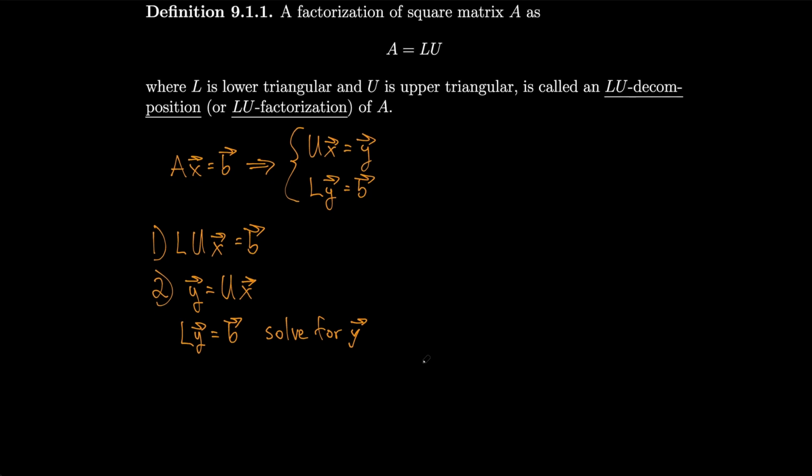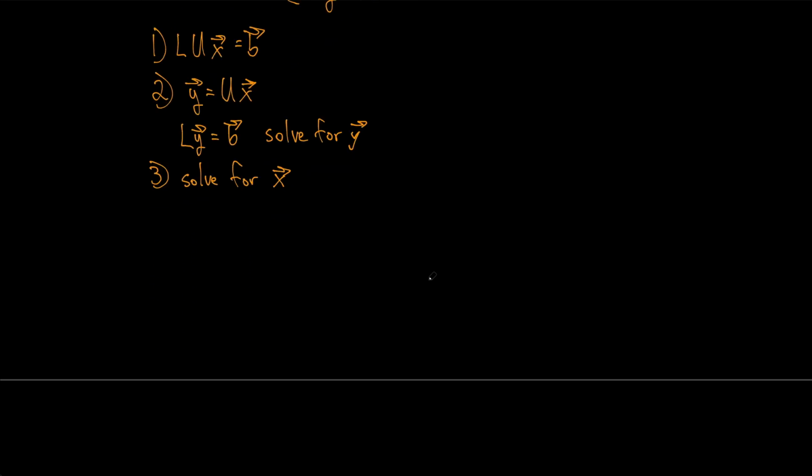After we solve for Y, step 3 is to take what we get from solving this, plug it back in over here, and then solve for X. So we don't solve for X immediately. We solve for Y, and then we plug that back in and solve for X afterward. Let's do an example of that.